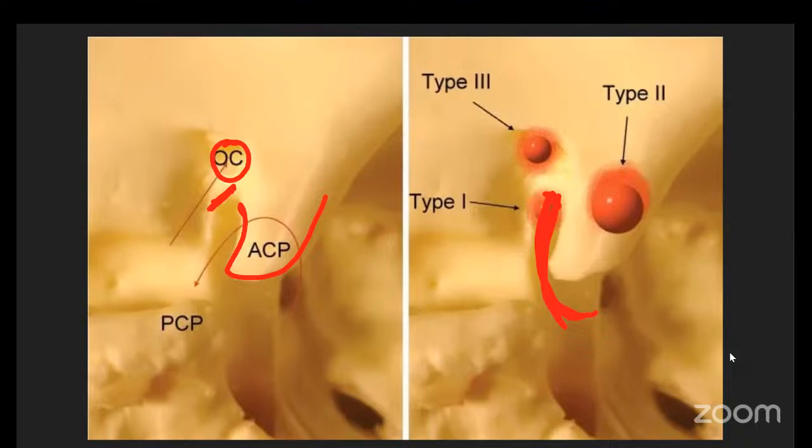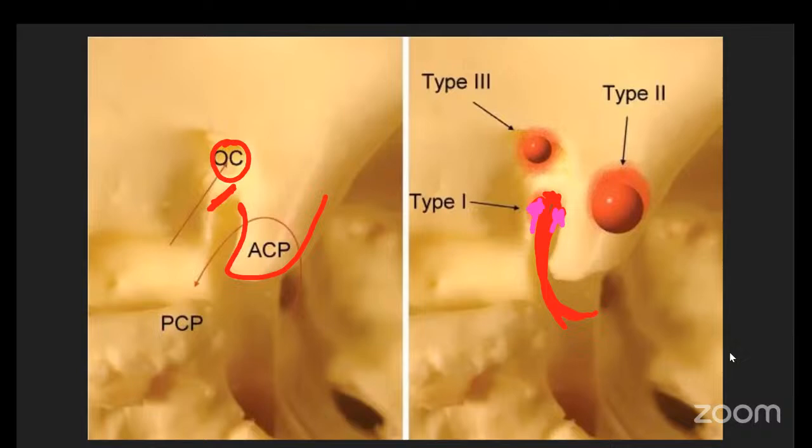So if there is a lesion somewhere here, let me change the color. If there is a lesion here, then it is going to encase the ICA directly because there is no dura, no arachnoid in between. Any lesion that grows here is going to attach itself directly to the adventitia of ICA. Did that make sense?